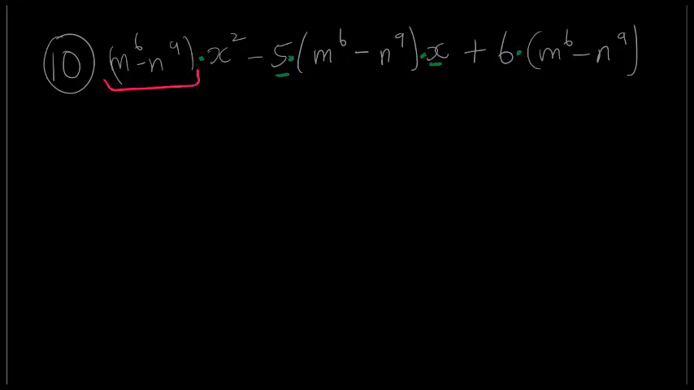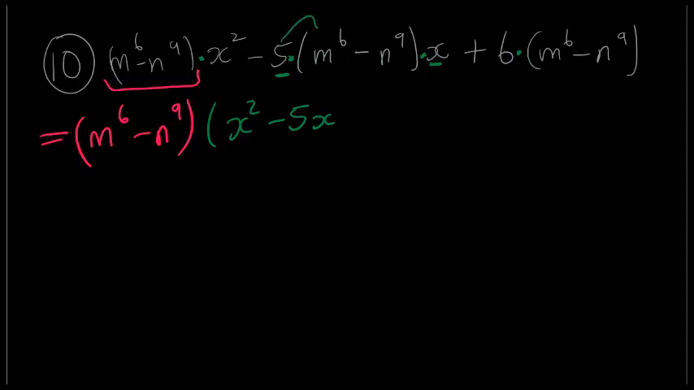So my common factor is going to be my bracket, right? So I'm going to say m to the 6 minus n to the 9. I take that out. And what I'm left with is going to be x squared minus 5 on the left and x on the right. Those two go together because it's the same bracket, right? They both are multiplied in here. And plus 6.